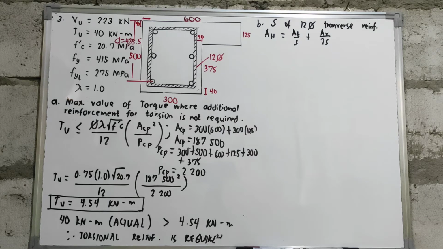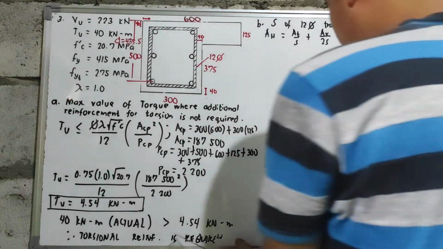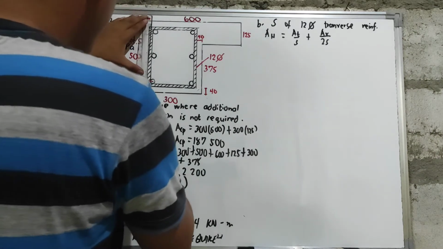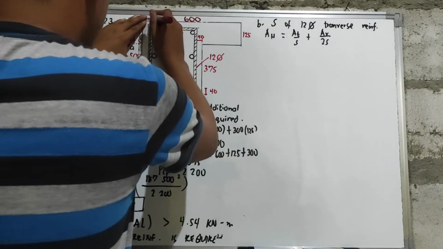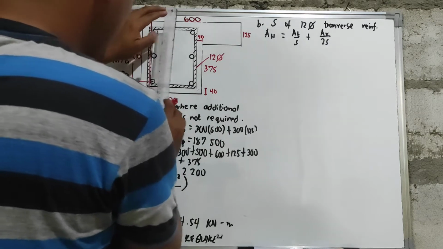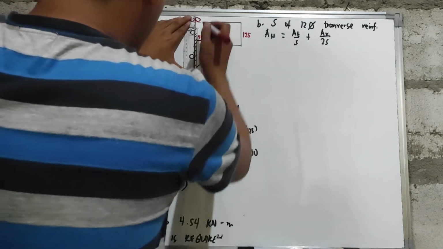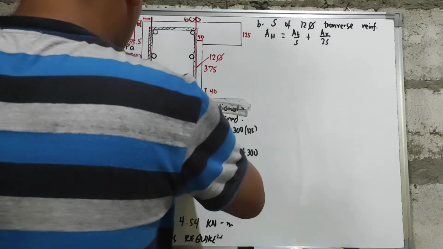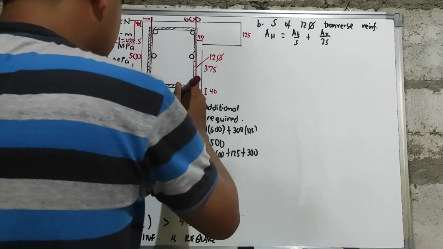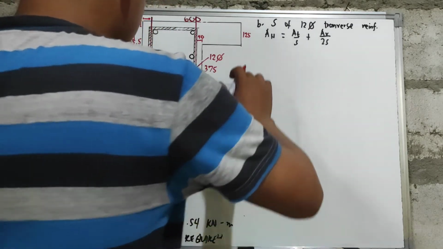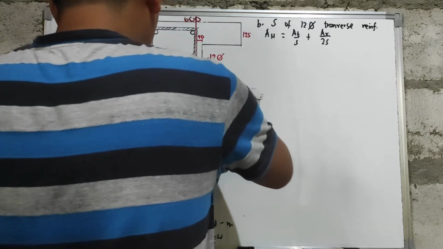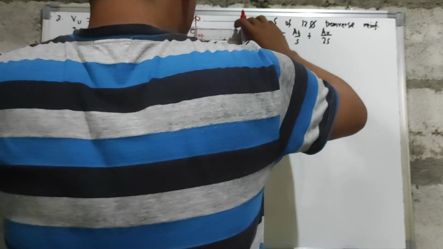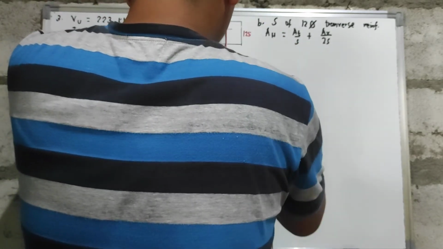So for this one, gagawin natin is we will just focus dito sa perimeter ng stirrups natin. So this one from the center of your stirrups going to the center ng isa pa nating stirrups, that is the value of your X. Same principle lang tayo along sa Y natin. Next naman sa Y, from the center of your stirrups along Y-axis to the center of your stirrups along the other end. So this will be the value of your Y.